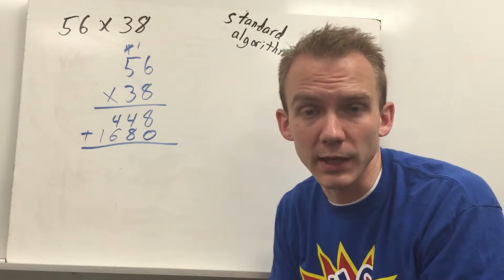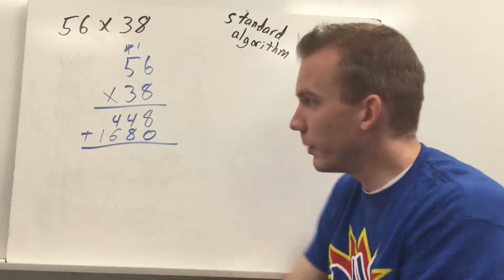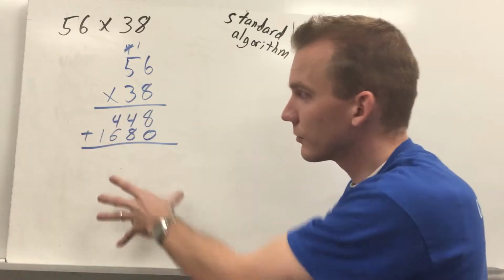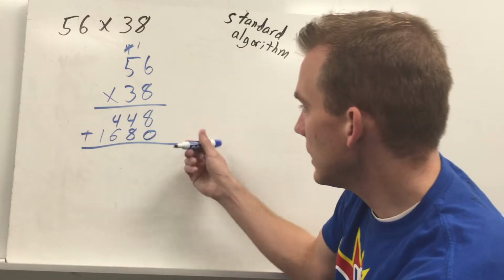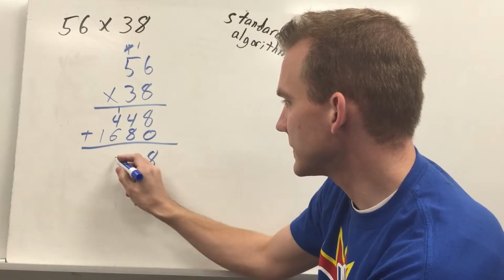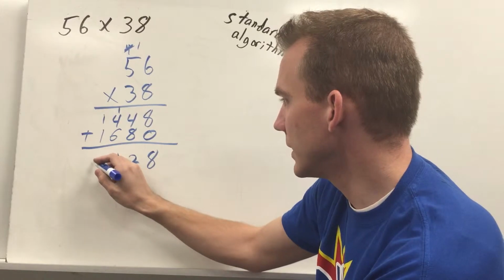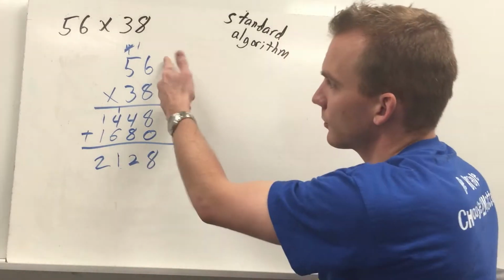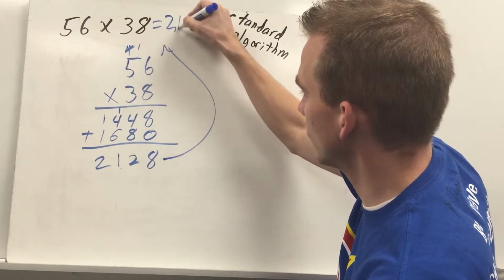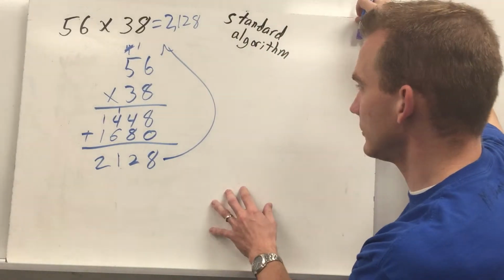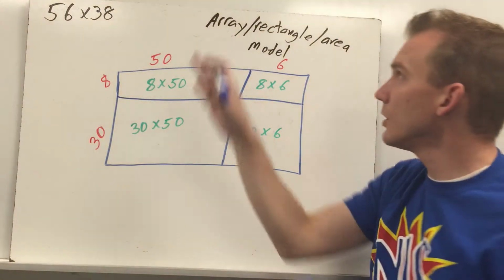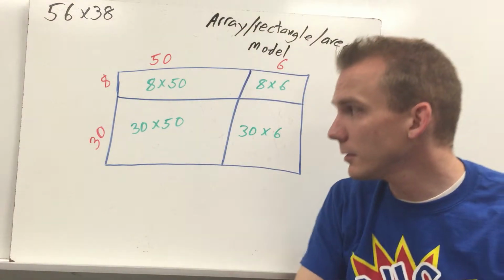Now I add up my two partial products. The same thinking as on the other slide, but it's just a little bit cleaner in terms of how it's looking. So you're thinking that you can write it like this. It's the standard algorithm. 8 plus 0 is 8. 4 plus 8 is 12. 1 plus 4 is 5, plus 6 is 11, and 1 plus 1 is 2. So 2,128 would be your product of 56 times 38 equals 2,128.